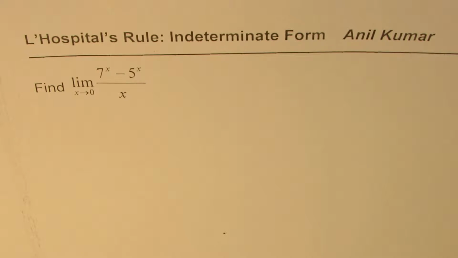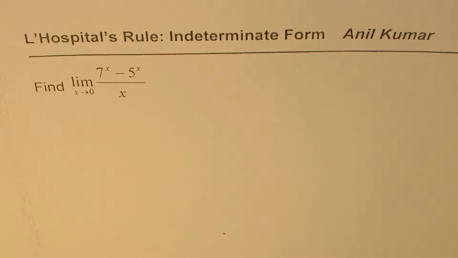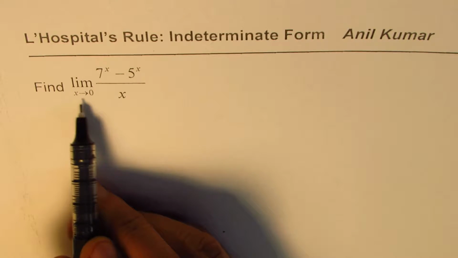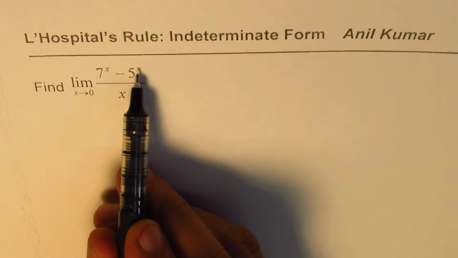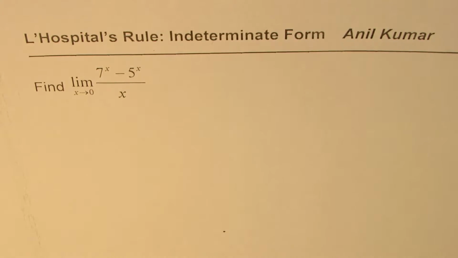I'm Anil Kumar, and in this video we'll apply L'Hopital's rule to find the limit of an indeterminate form. The question here is, find the limit as x approaches 0 of (7 to the power of x minus 5 to the power of x) divided by x.